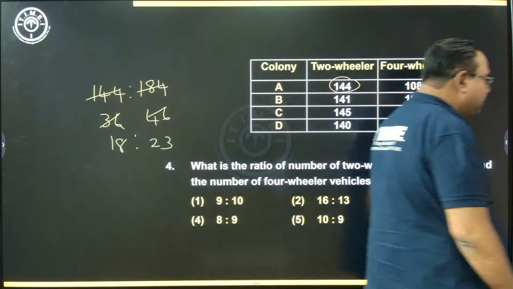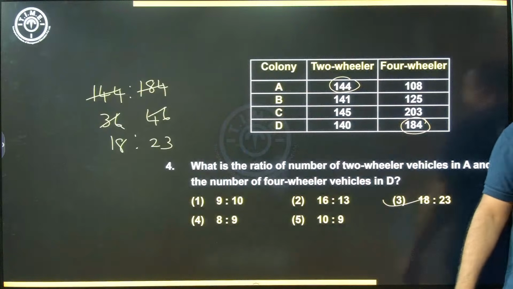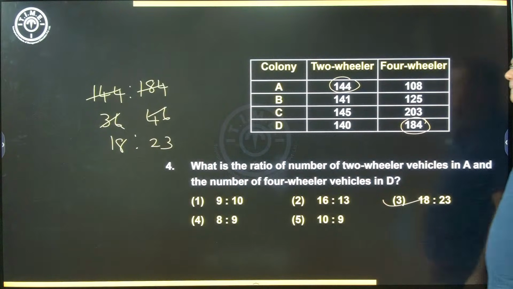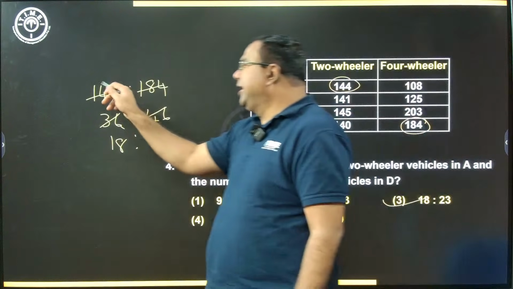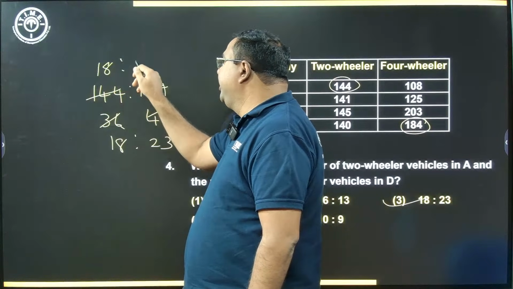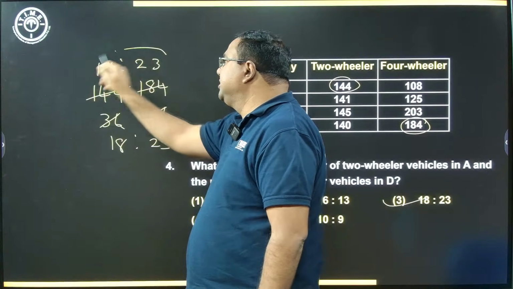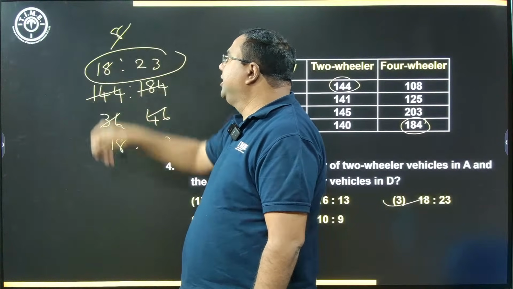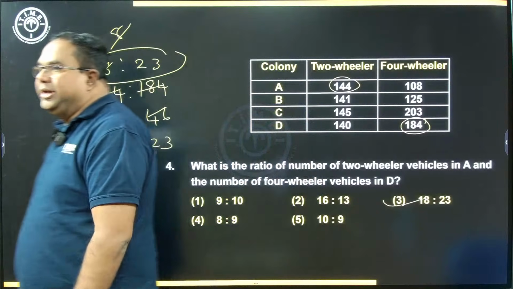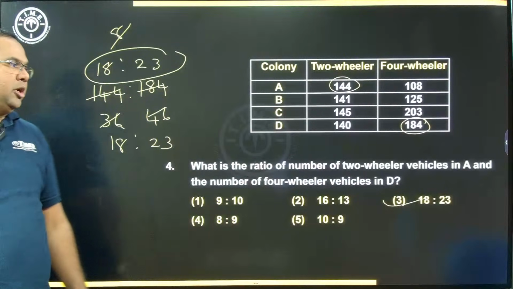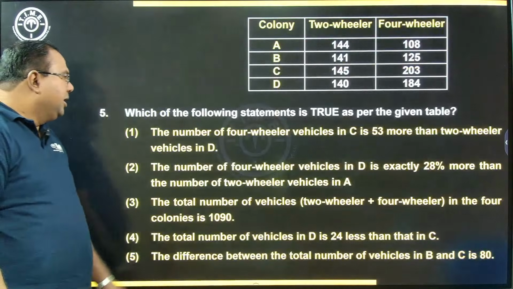It's a simple question. Otherwise, 8 is a common factor directly. 8 18s, 8 2s are 16, 8 3s are 24. I can say directly 8 is a common factor. If I nullify it, 18 is to 23. If you remove that common factor, it is 18 is to 23, right?